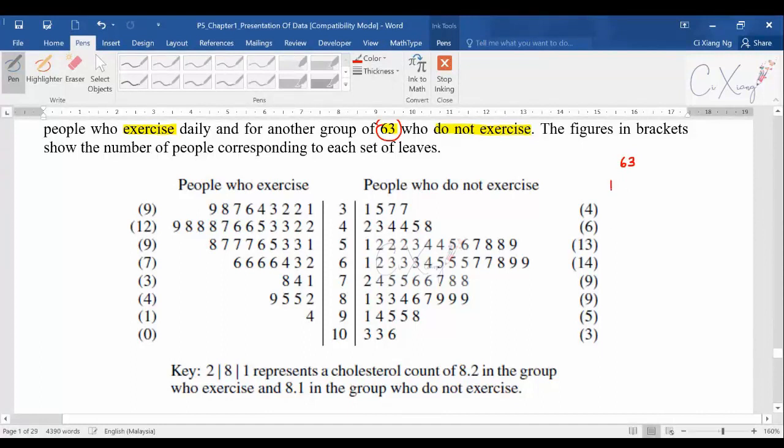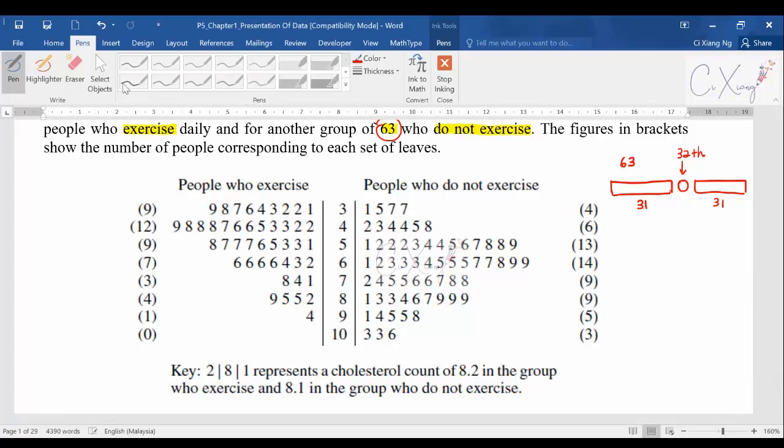Where is my median? You can try to imagine that if I'm having 63, maybe I can put this one as 31, and then this is also 31. So 31 plus 31 is 62 already. That means there's one data in the middle. This value itself is the 32nd value, or data, from our stem plot. So that is your median. I want to go and see where's my 32nd value.